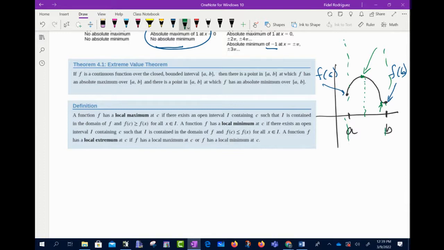So, definition: a function f has a local maximum at c if there exists an open interval I containing c such that I is contained in the domain of f, and f of c is bigger than f of x for all x in that interval. And a function f has a local minimum at c if there exists an open interval I containing c such that I is contained in the domain of f, and f of c is smaller than all of the f of x. Okay.